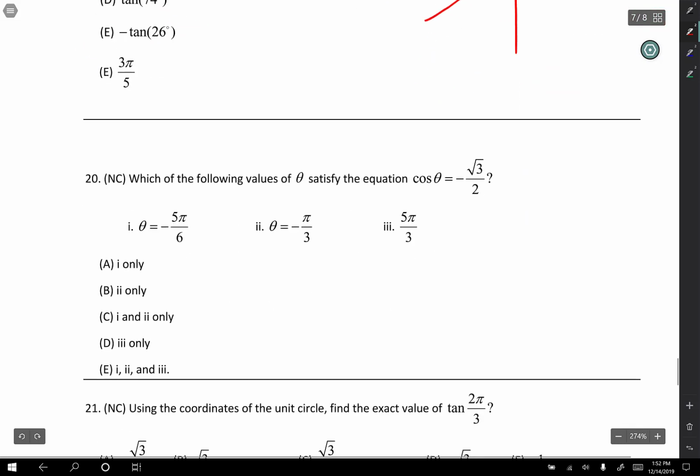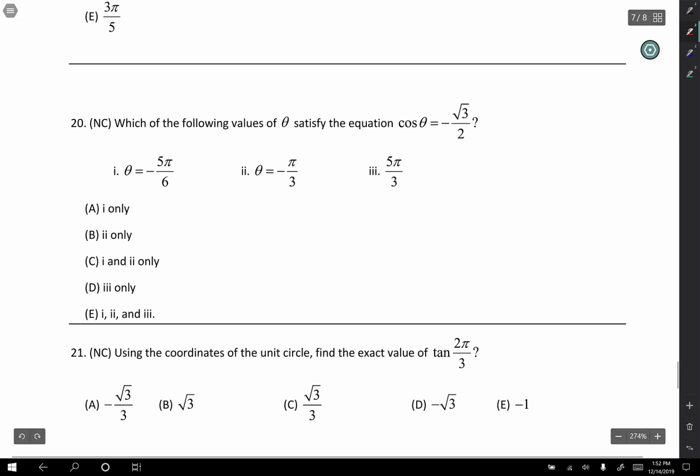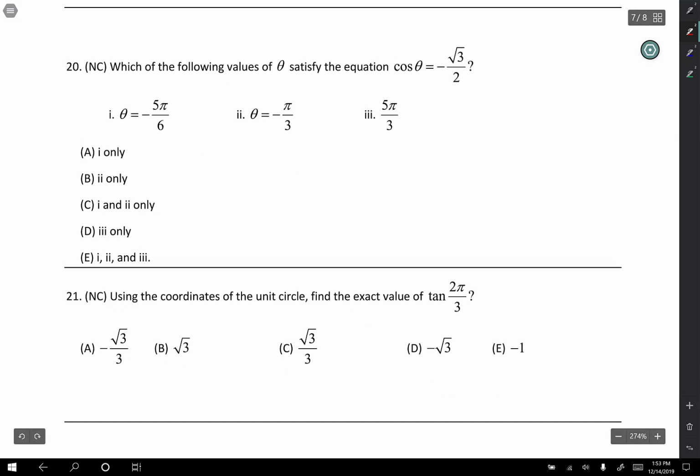All right. And C stands for no calculator, guys. This thing's buggy again. There we go. I wonder if it's because I'm using this new battery charger. All right.